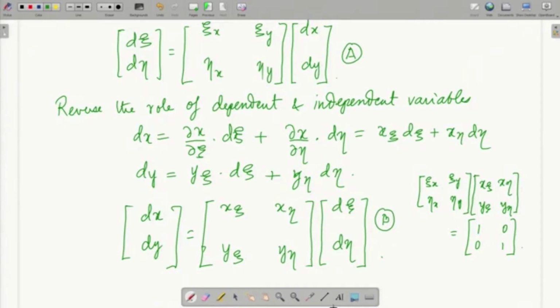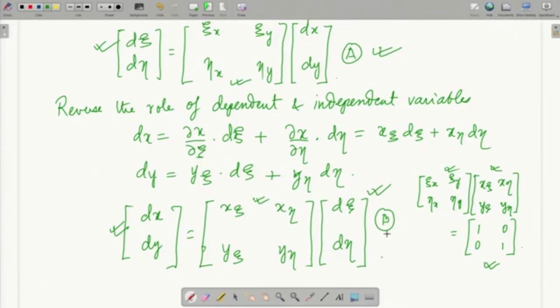Why is it so? Careful review of the two equations will clearly show that if you were to just substitute this equation on the right hand side of equation A, then you will get the product of this matrix and this matrix, what we have written over here, times dx dy, and you already have a dxi d eta on the left hand side, which means that that product produces an identity matrix.